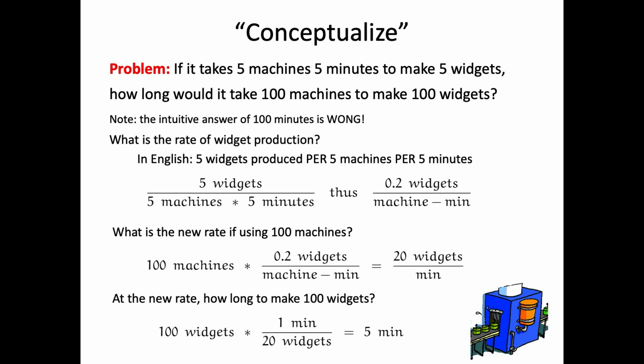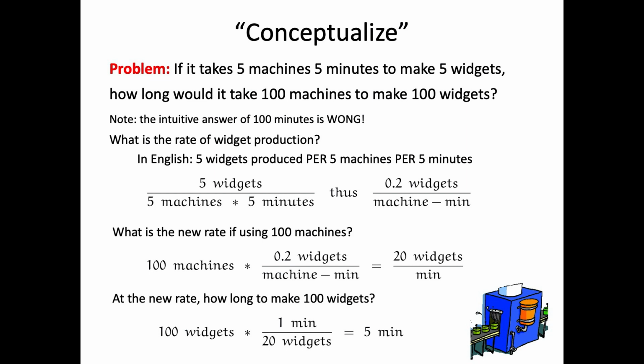By that, I mean rewriting that first sentence, we can say that there are 5 widgets produced per 5 machines per 5 minutes. That's what that sentence is saying. And the use of the word per helps you understand the relationship. So let's set up a ratio. We can put 5 widgets in the numerator and then the per in the denominator. We have 2 things in the denominator. It's really 5 widgets per 5 machines per 5 minutes. So you can say 5 widgets over 5 machines times 5 minutes in the denominator.